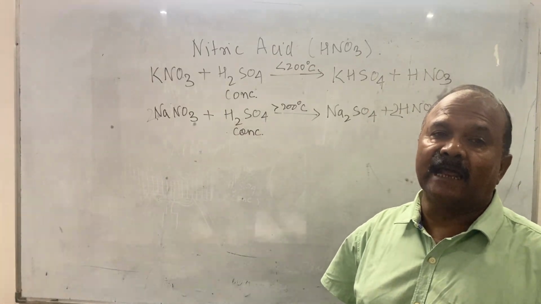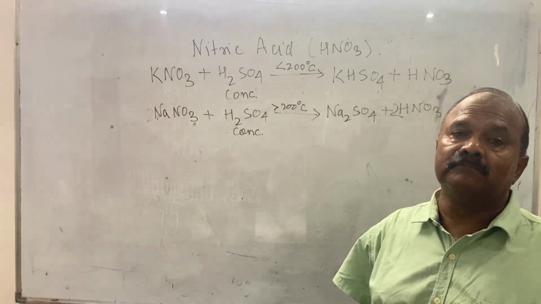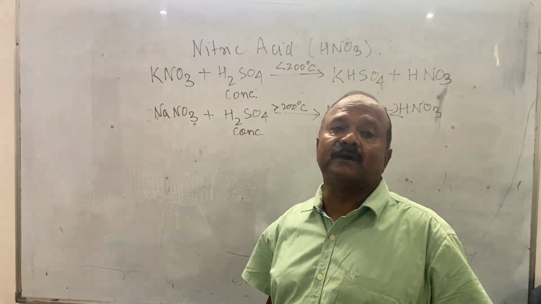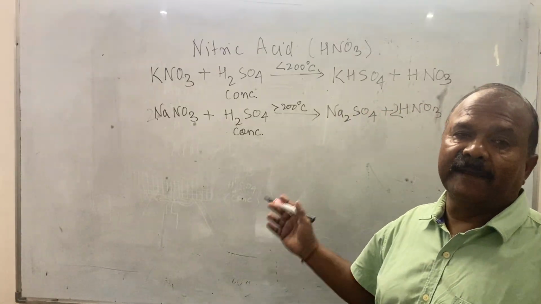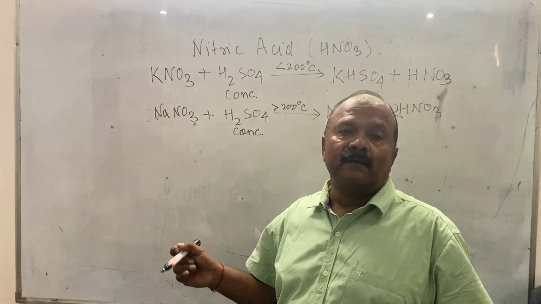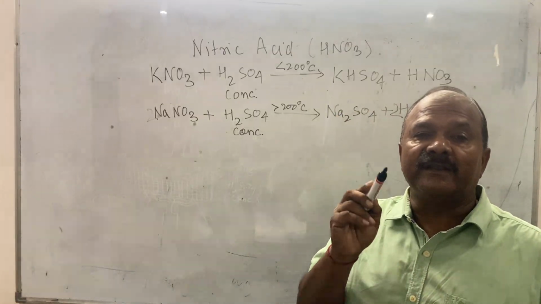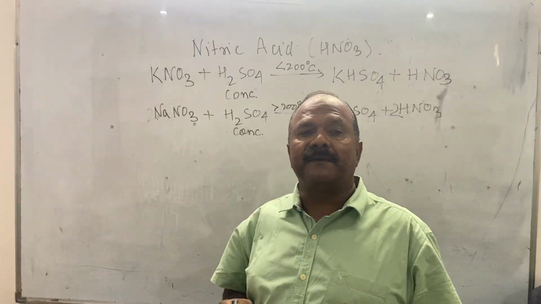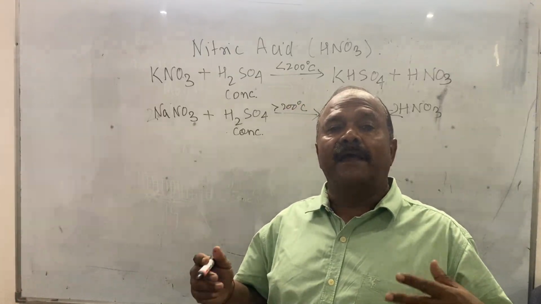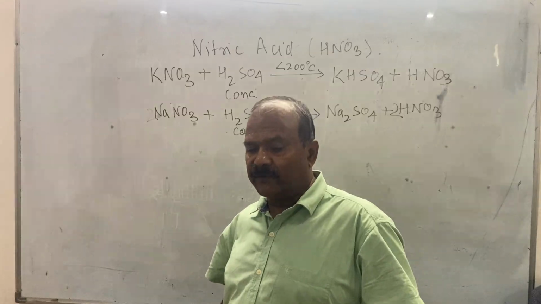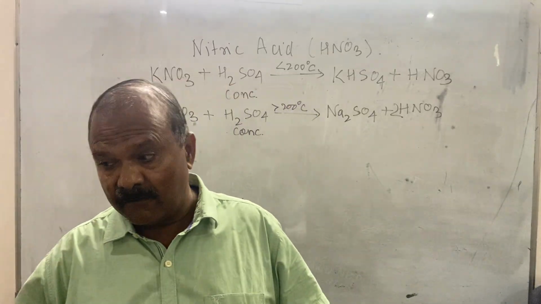for preparing nitric acid? Why can't we use HCl, hydrochloric acid, for preparing nitric acid? We can do that, but the problem is that when you are heating the reactants, what will happen? Hydrochloric acid is itself a volatile acid.